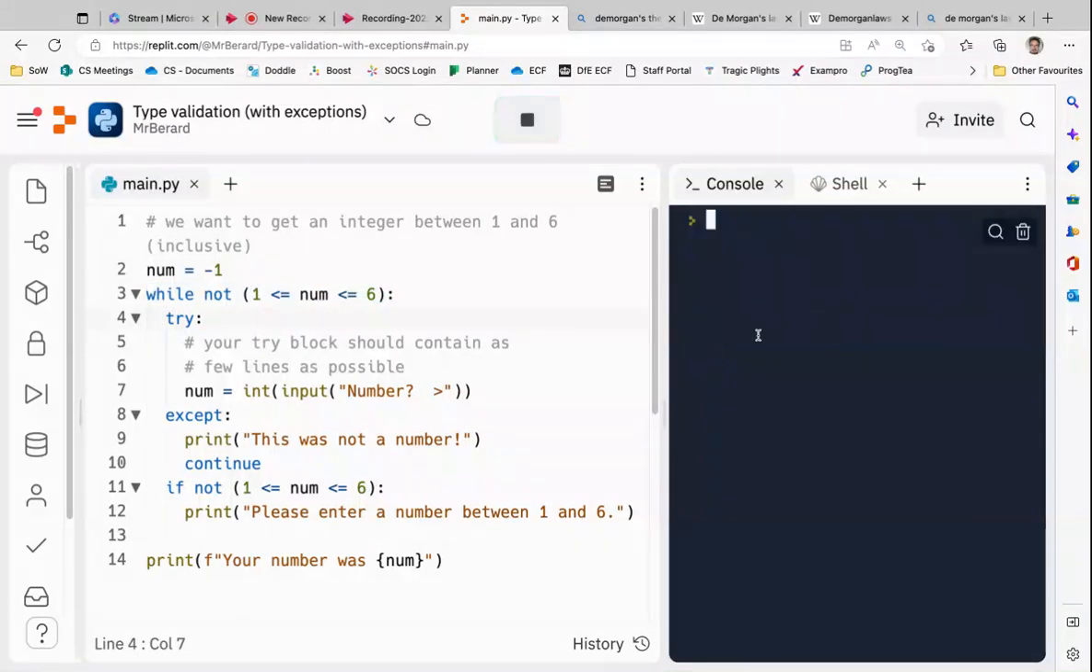Let's just make sure I've not broken anything. My number is, what do I want? I want to test that, and both are in happy territory.